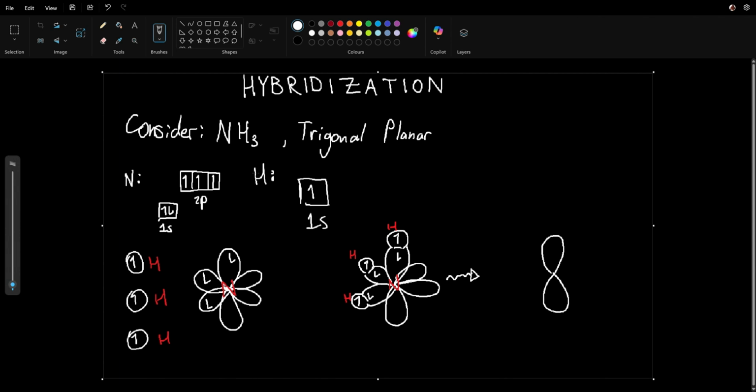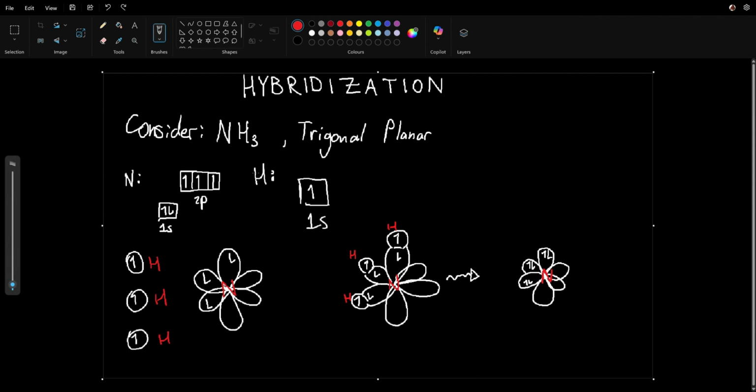So same lobes, kinda. I'm gonna redo this, sorry. And then we will have 1, 2, 1, 2, 1, and 2. And then we'll have just nitrogen here as the central atom. And this is basically what our ammonia is going to look like, right?